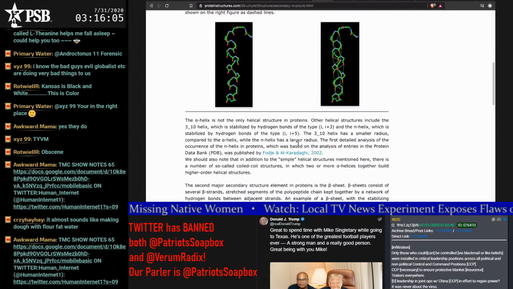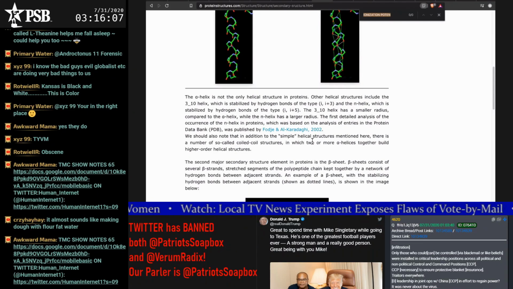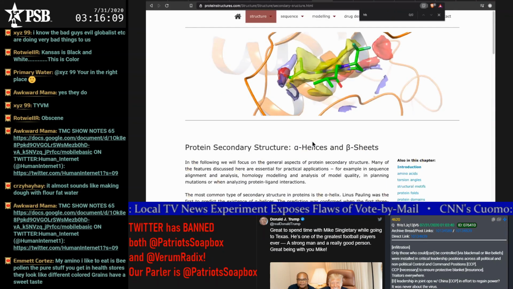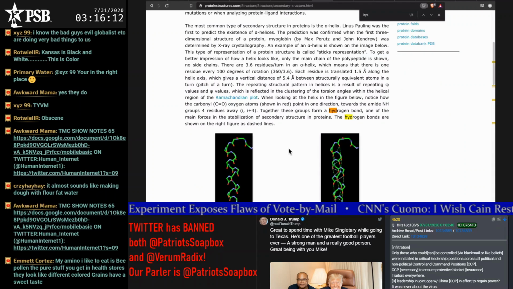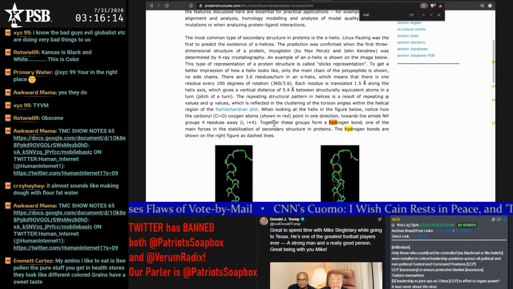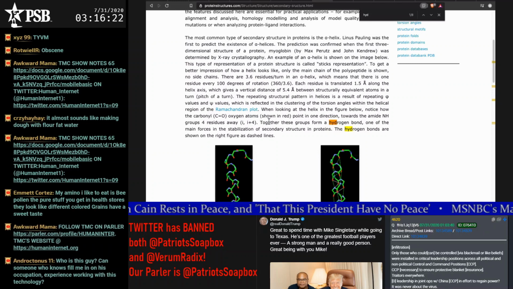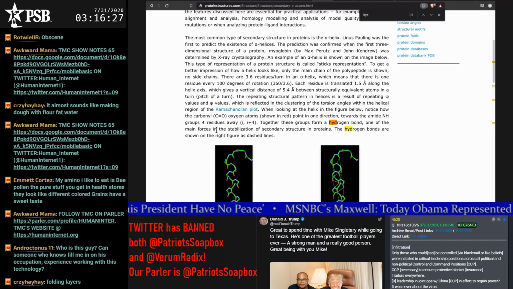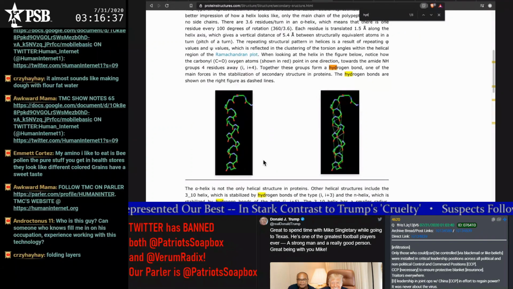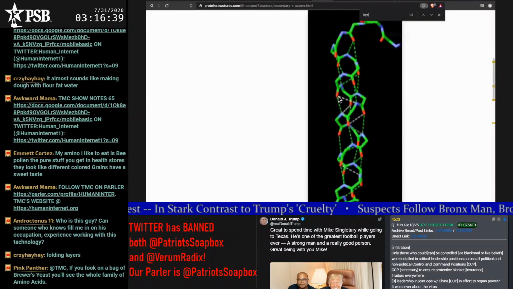So it says here that, let's see if I can find hydrogen on here. Basically the point of all of this is to show you this. There are groups within a DNA construct or a protein construct that form hydrogen bonds. And hydrogen bonds are one of the main forces in the stabilization of the secondary structure in proteins. The hydrogen bonds are shown on the right figure as dashed lines. So what we see here are the hydrogen bonds.